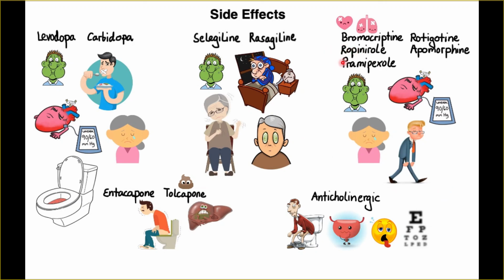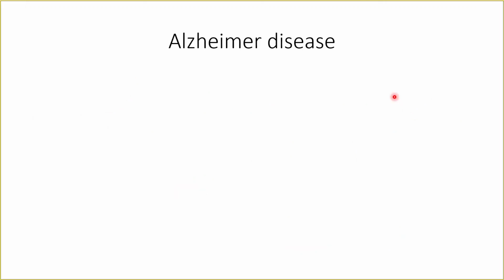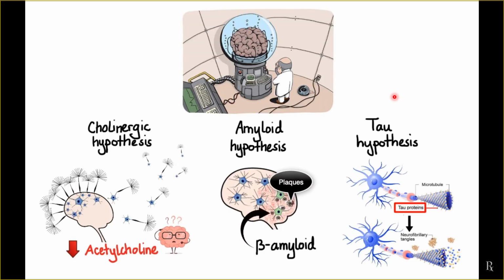Then bromocriptine, ropinirole, and pramipexole cause nausea, vomiting as well, depression, and a feeling of tightness in the throat. Same for the rotigotine and apomorphine, so also low blood pressure. So these are the side effects of the drugs, and let's move to the next group of drugs, medicines for the treatment of Alzheimer's disease.